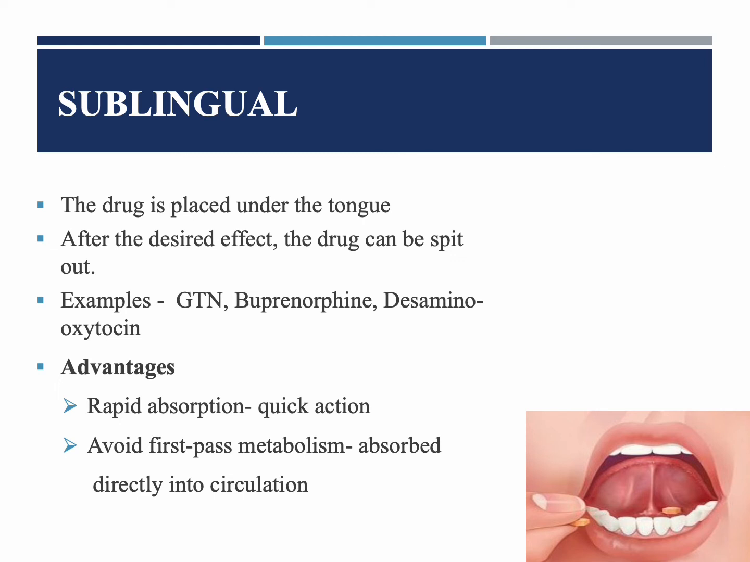The advantages are it has rapid absorption, because through the sublingual vein the drug goes directly into the systemic circulation, so it is useful in emergency. Glyceryl trinitrate is given in patients with an attack of angina by the sublingual route, so it is useful in emergency, and there is no risk of first pass metabolism in the sublingual route in spite of being an enteral route, because here the drug is absorbed directly into the systemic circulation.